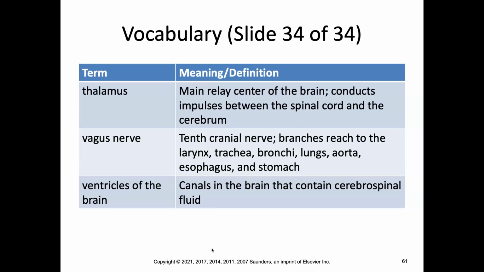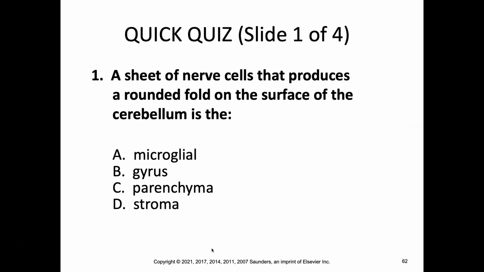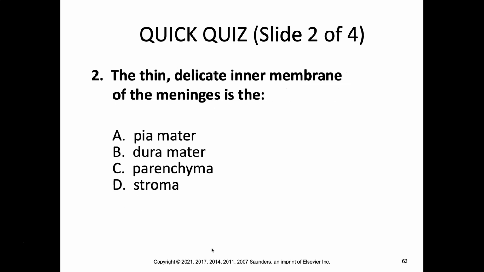The ventricles of your brain are canals that have cerebrospinal fluid in them. So here's a quiz. And I'm going to let you go back and take a look at that. You may need to do a bit of review because I didn't really touch on the answer to this one very much. The thin, delicate inner membrane of the meninges. You might have to go back and look at that too.